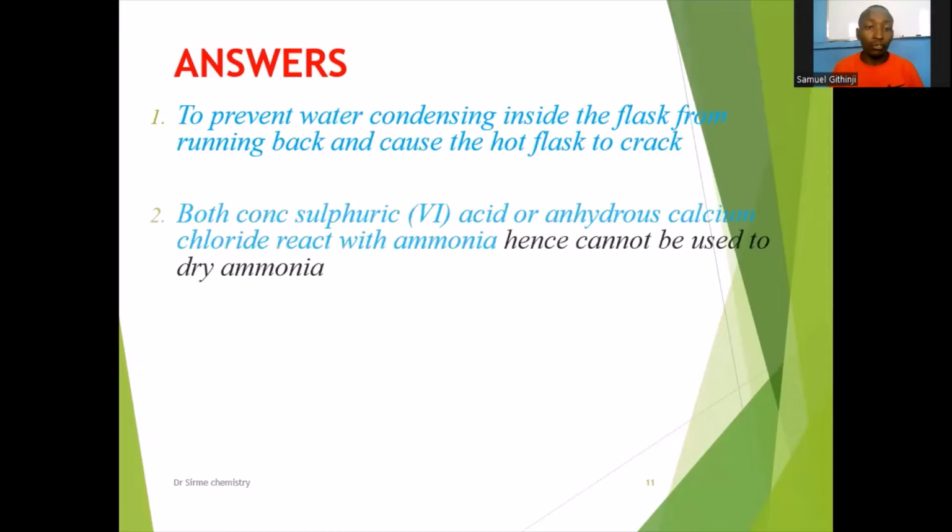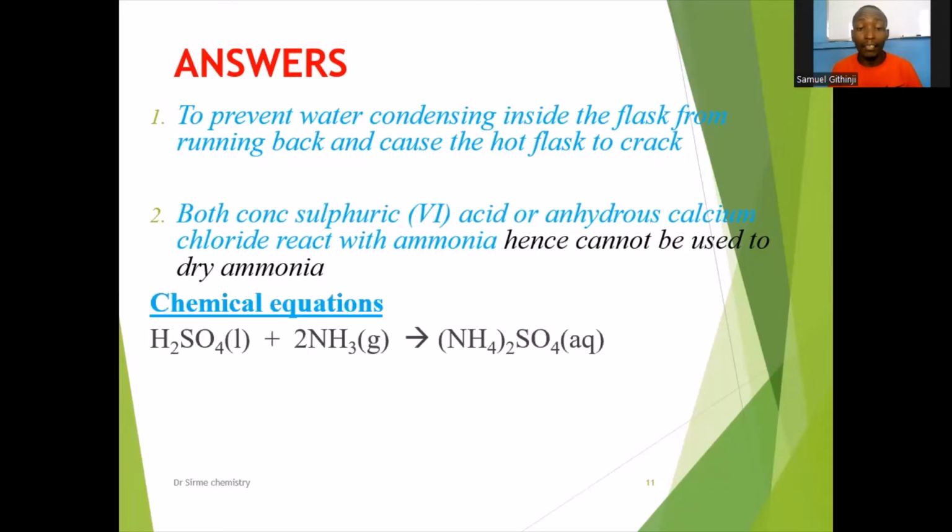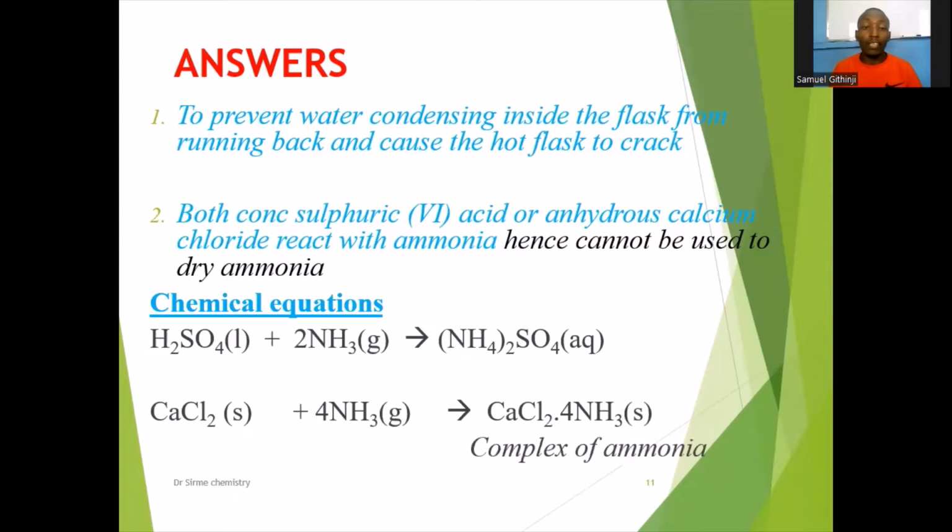Number two, why concentrated sulfuric acid and anhydrous calcium chloride are not good drying agents for ammonia. Both of them will react with ammonia, and of course if the drying agent reacts with the gas that you're preparing, you will not get the gas. If it is sulfuric acid, it will react with ammonia gas to form ammonium sulfate. If it is calcium chloride, it reacts with ammonia, as I've given in that equation, to form a complex of ammonia, as you can see there. So that one, it's a question that my student, you should get it very well.